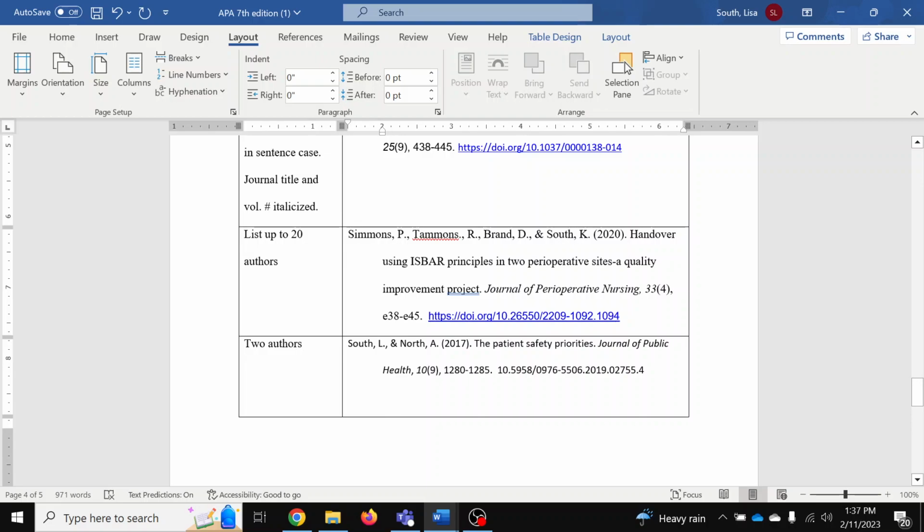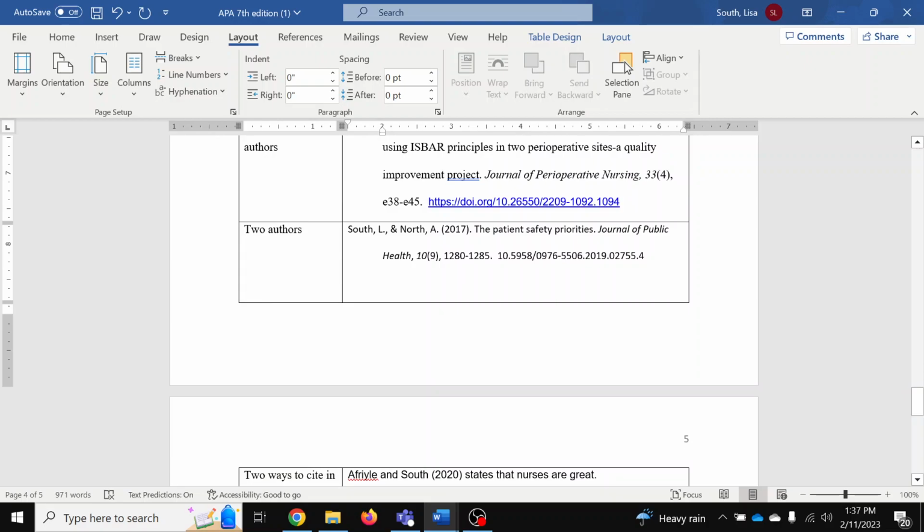Okay. Hand over using ISBAR. Again, this is an abbreviation. It's going to be caps, but you see how nothing else is there except the first letter. Here's your journal, volume number, issue number, page range, DOI. See how easy this is? It's amazing. Two authors. Remember what I said? There's the and between the two authors. Here's the date. Almost outdated, by the way. Patient safety priorities. That's the title. Sentence case. Journal italicized. Volume issue page range. DOI number. See how easy?